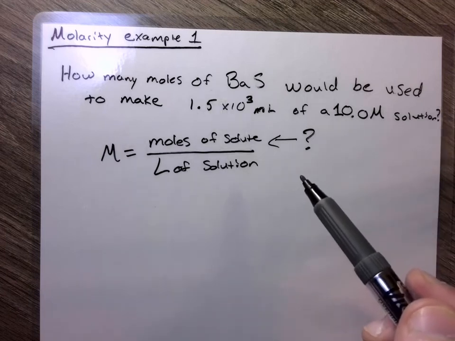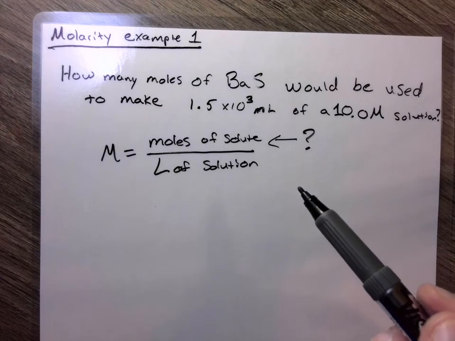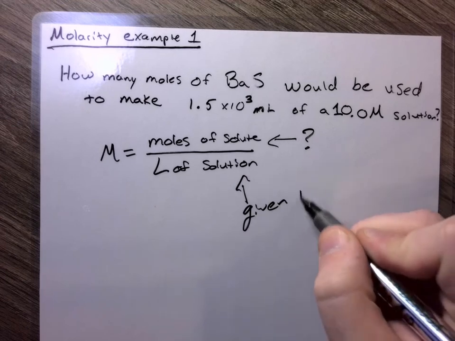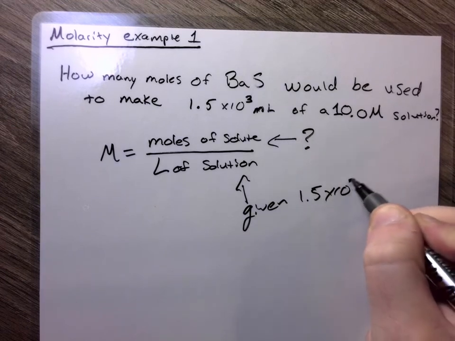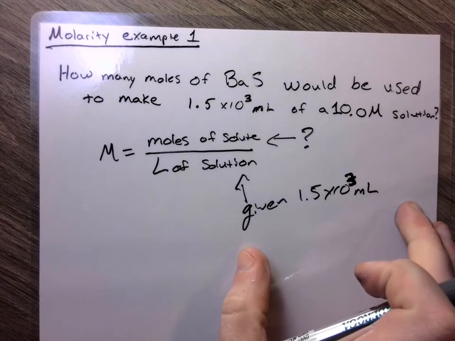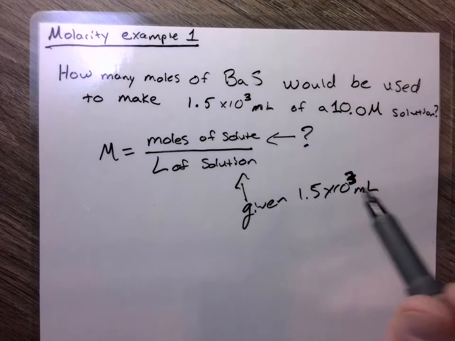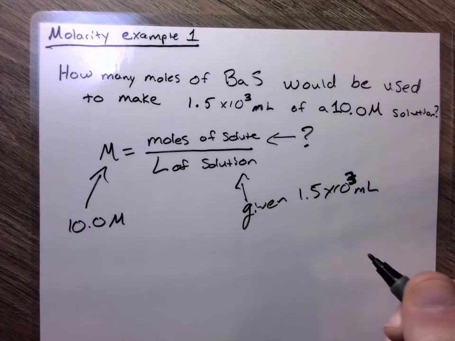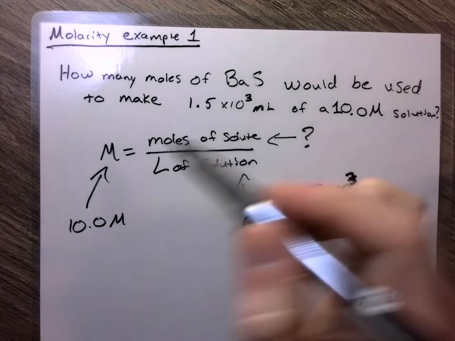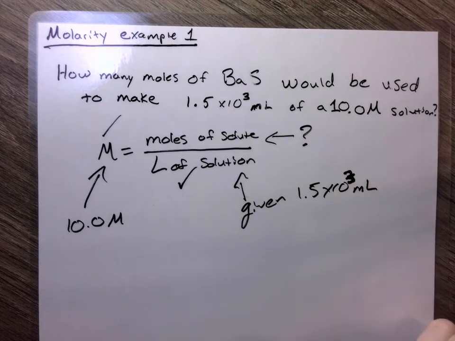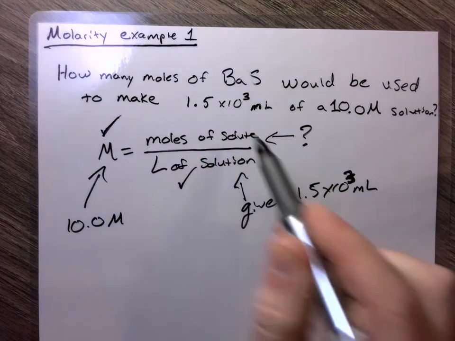Well, no. But wait, I have a different volume. I have milliliters. Okay, so I'm given 1.5 times 10 to the third milliliters. Okay, so I can get somewhere with this information. What else do I know? Oh, molarity. I know the molarity. It's 10.0 molar. Okay, so molarity, check. Volume of solution in liters, well, kind of, sort of check. So we're left with moles that we've got to find.